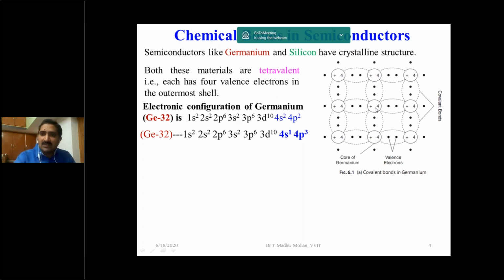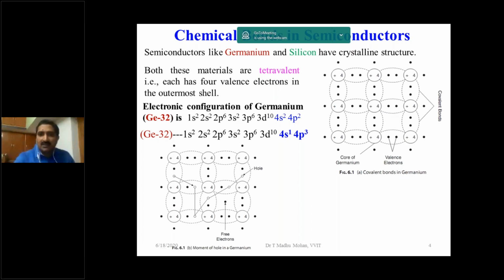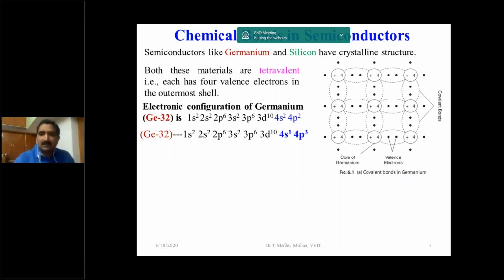A germanium atom shares its electrons with neighboring atoms. Sharing of electrons between 2 atoms is a covalent bond. So in germanium, the covalent bond takes place. That's why the covalent bond is shown in the diagram as a dotted line. These are the valency electrons. This electron belongs to this germanium atom, and this electron belongs to the other germanium atom. And the +4, as I already told, is the core of germanium, called the core atom.